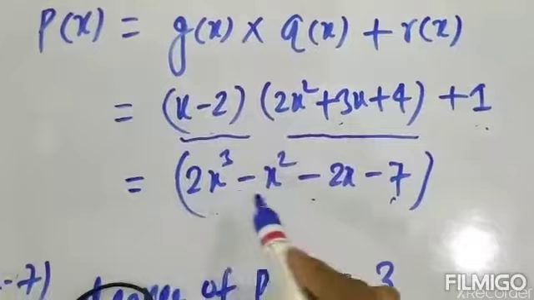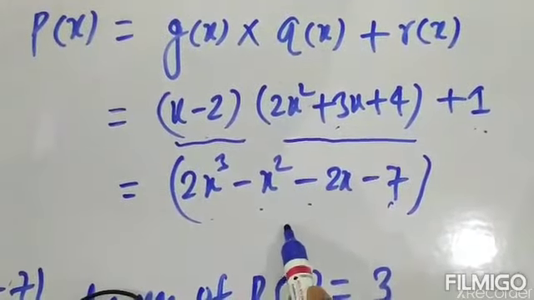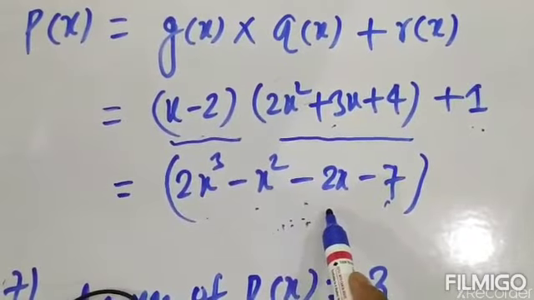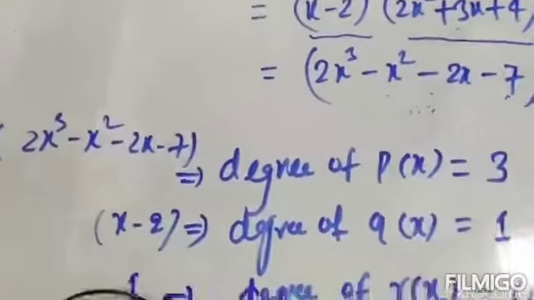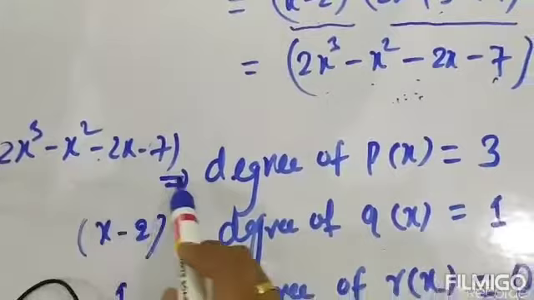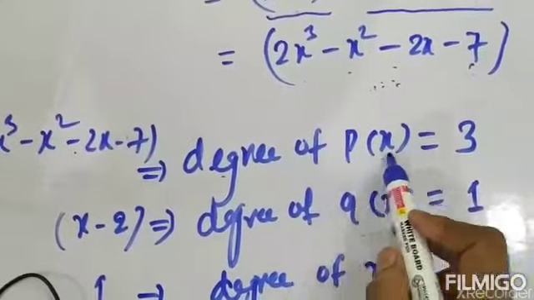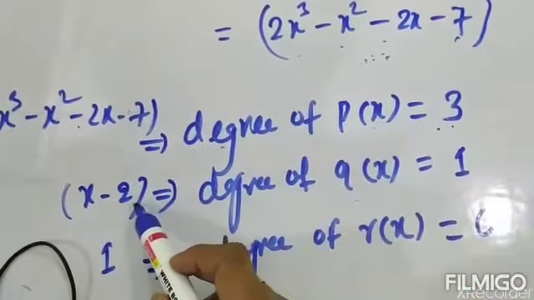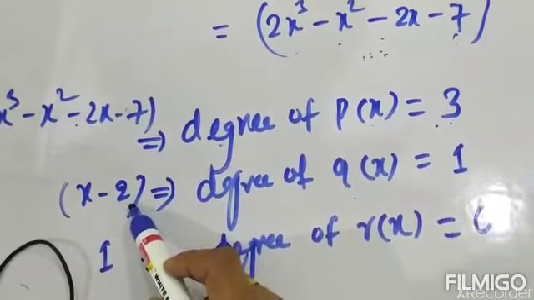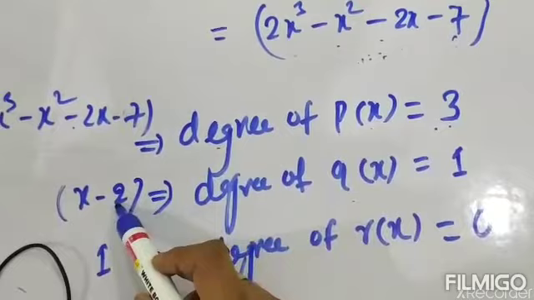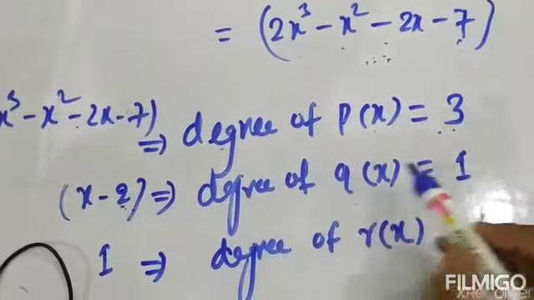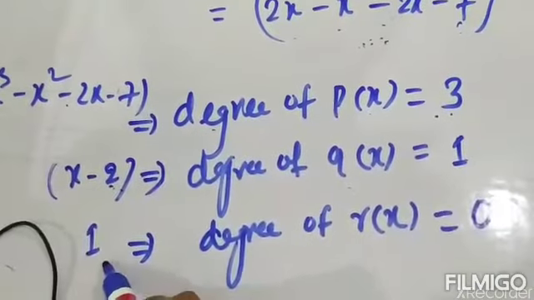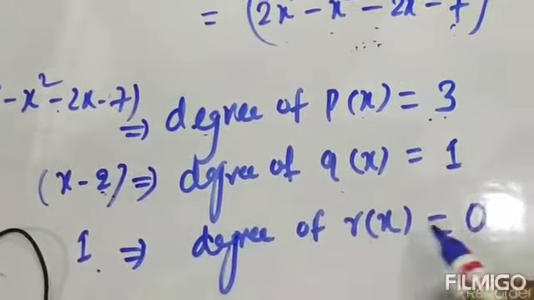Now we will get the same dividend, this is the dividend. So 2x cube minus x square minus 2x minus 7. Now this is the dividend, so what is the degree of polynomial P of x? 3. So dividend degree is 3, and then what is the divisor degree? X minus 2, so degree of divisor is 1. What is the degree of remainder? So 1 is the remainder, so degree of remainder is 0.